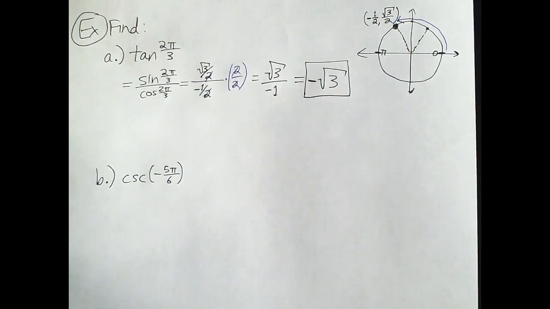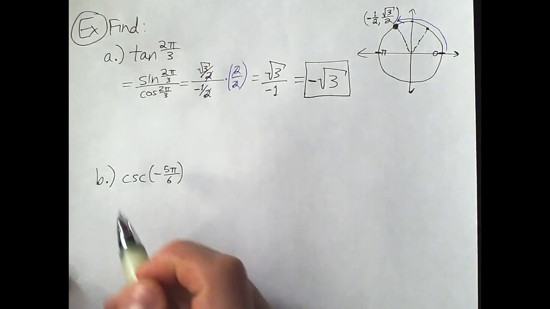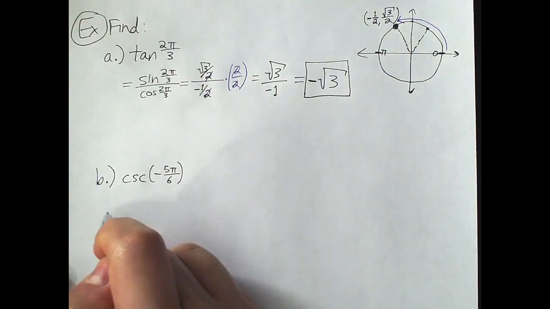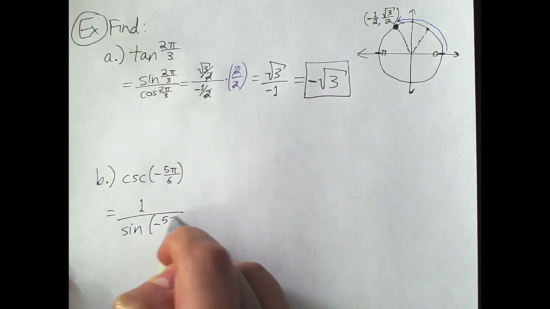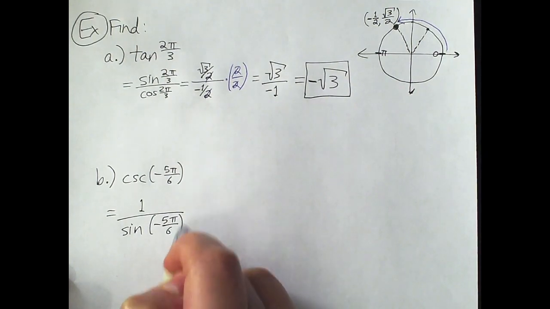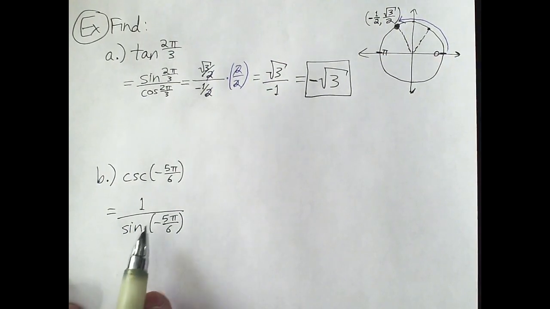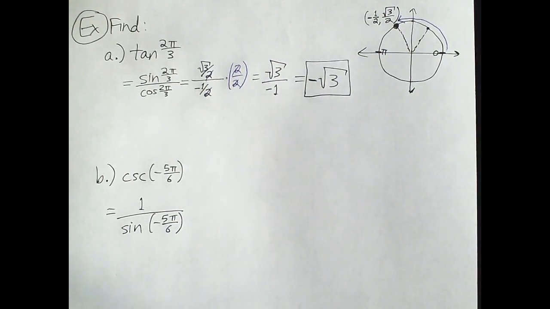So I'd like you to take a minute and try part B. Pause the video, give it a try, and then check back with me. Cosecant. So cosecant, we could say, is 1 over sine. So you could start off thinking of it this way. Does that really help us? I guess now we've turned it into a question of what is sine of that t value.